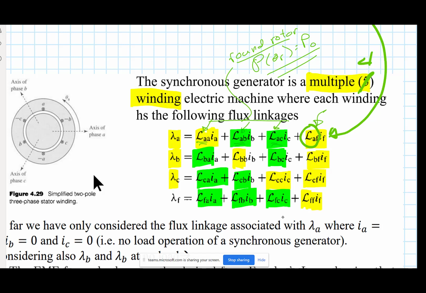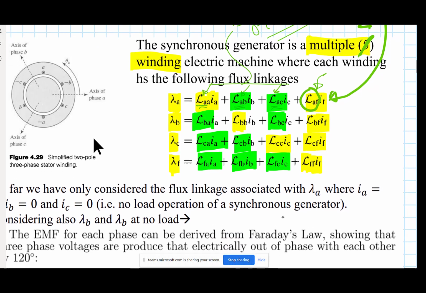Okay. So each flux linkage kind of breaks down this way. Does that make sense to everybody?